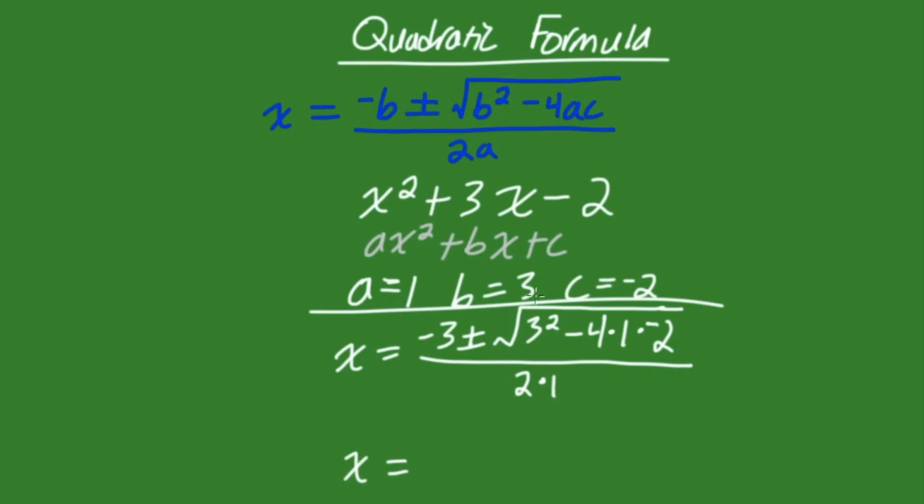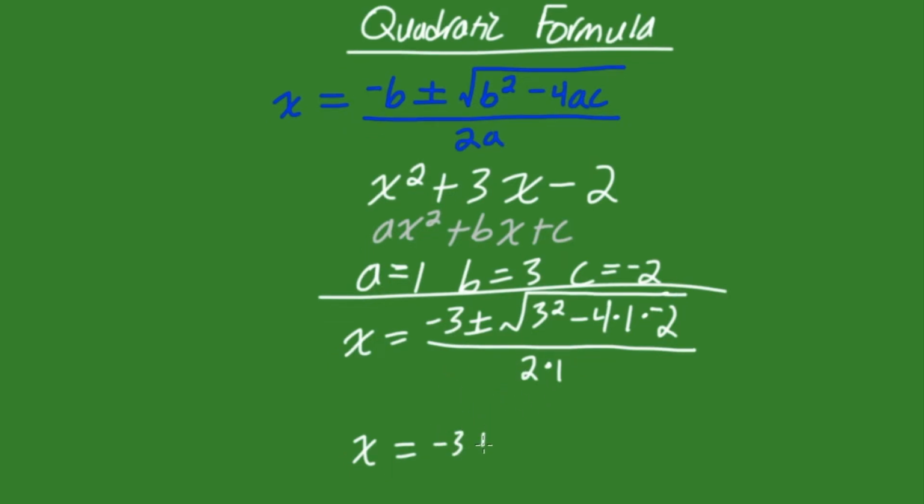And if we continue working down, now we just have to solve this equation. So we have negative 3 plus or minus the square root of 3 squared, which is 9, because 3 times 3 is 9, minus 4 times 1 times minus 2. So we have 4 times 1, which is 4, and 4 times minus 2, which is minus 8. So we have 9 minus minus 8. And two negatives make a positive, so we can just write that as 9 plus 8. And then down the bottom, we have 2 times 1, which is just 2.